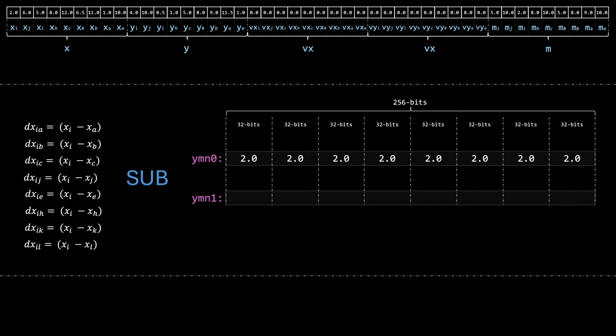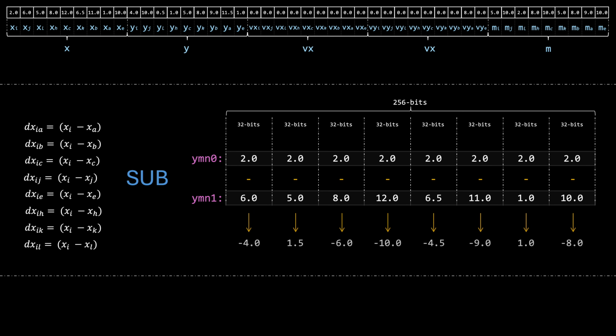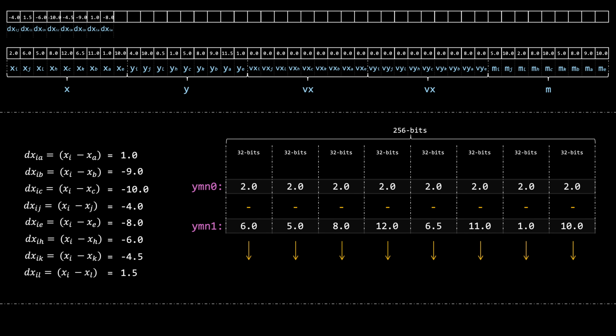Now the processor can load 8 x coordinates with a single contiguous vector load and operate on all of them at once. In this particular example, where I'm considering only 9 particles, particle I interacts with 8 other particles. That happens to fit perfectly inside a 256-bit vector when we are using 32-bit floating point values. So once the values are loaded, all 8 horizontal differences can be calculated with a single vector subtraction.